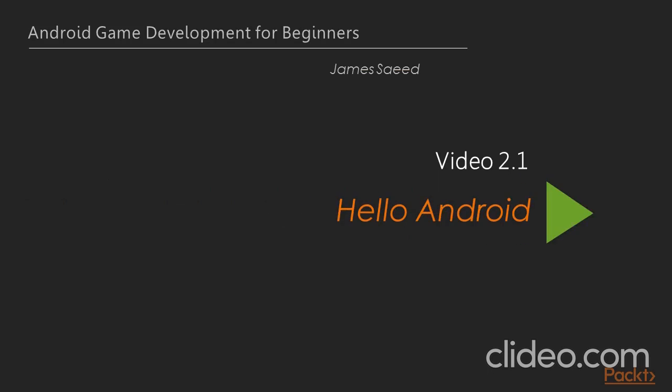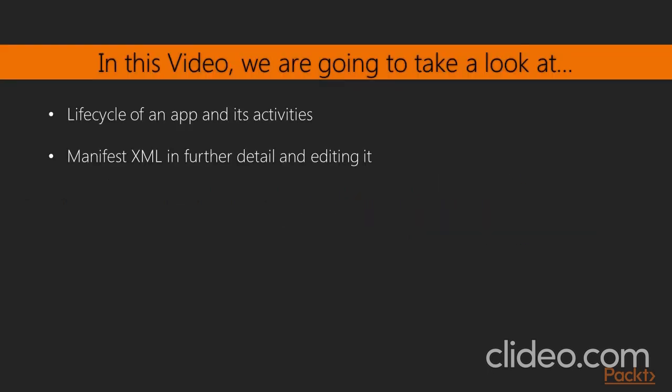In this video we're going to go through the basic Android app lifecycle. So we're going to take a look at how an app starts and finishes and how it goes through its various activities, and then we're going to look at the manifest in further detail and then edit and add to it.